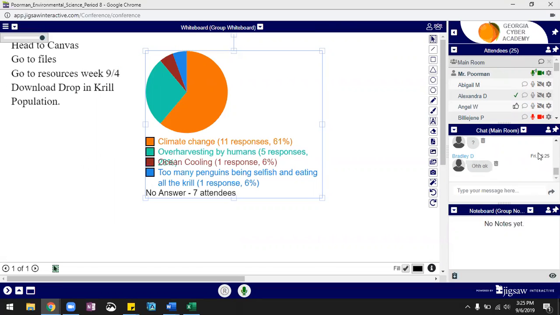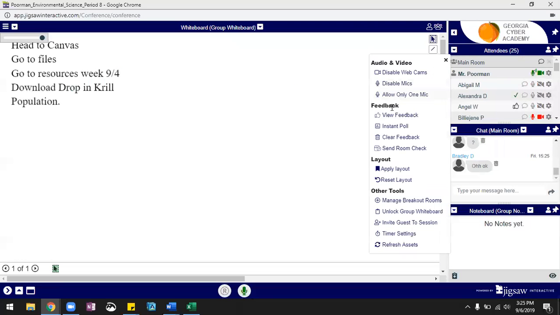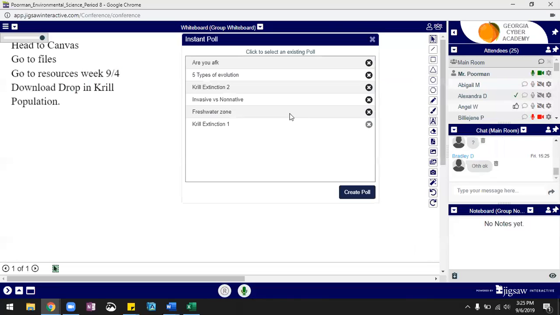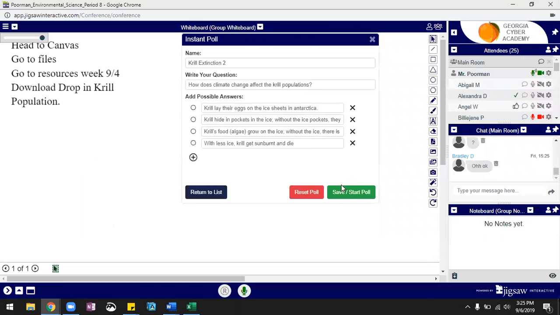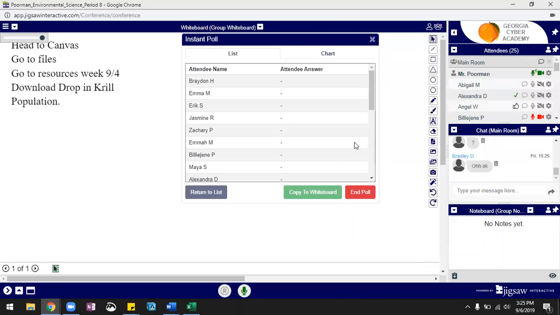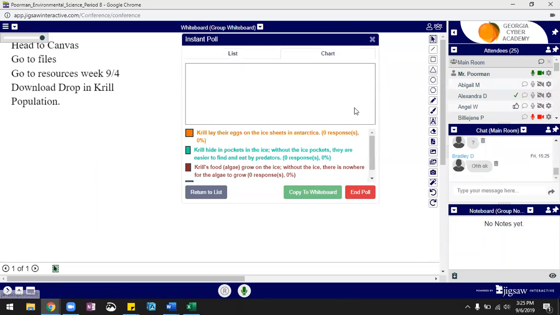But let's investigate a little bit as to why global climate change is decreasing the krill population. So we got another poll for you right here. How is climate change affecting the decrease of this krill population?